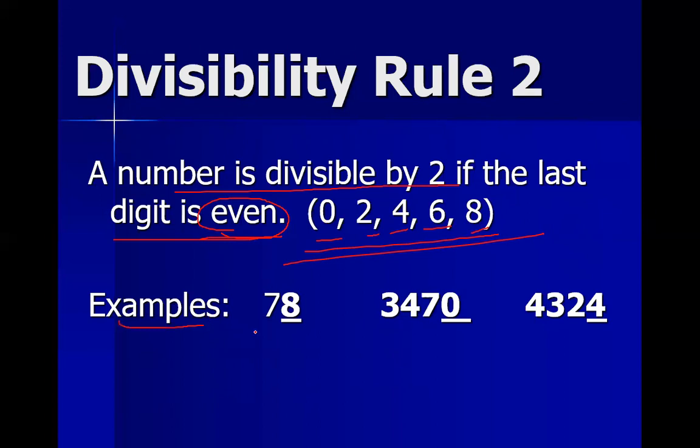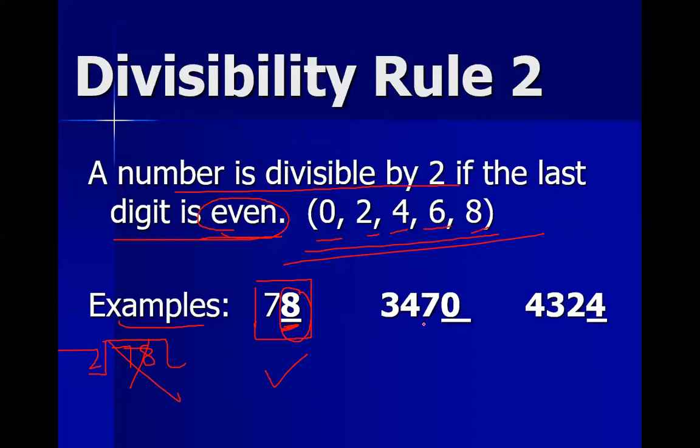The first example is 78. In the number 78, the last digit is 8, and I know that 8 comes in the table of 2 and 8 is an even number. Without showing the division, I can say that this number is completely divisible by 2.